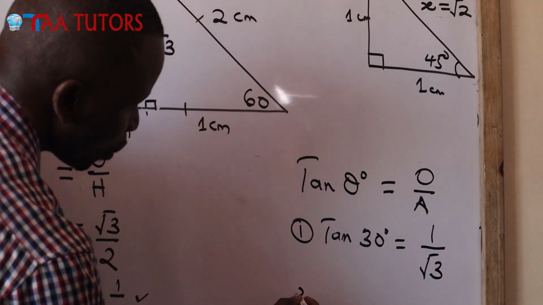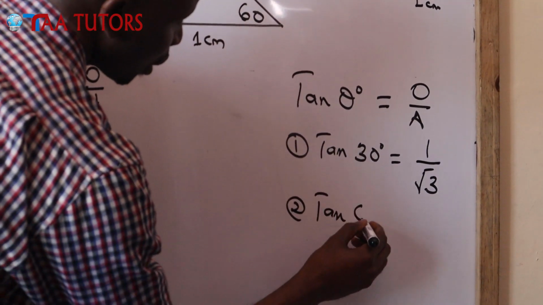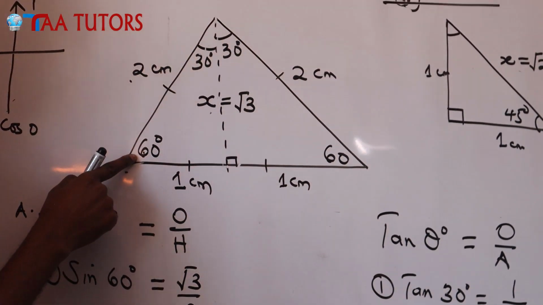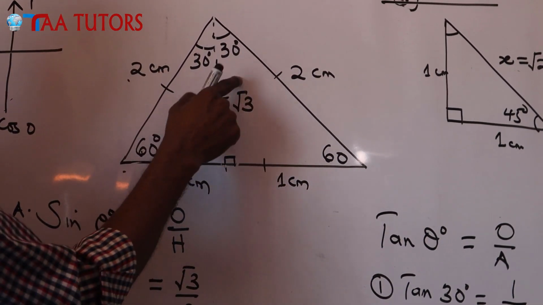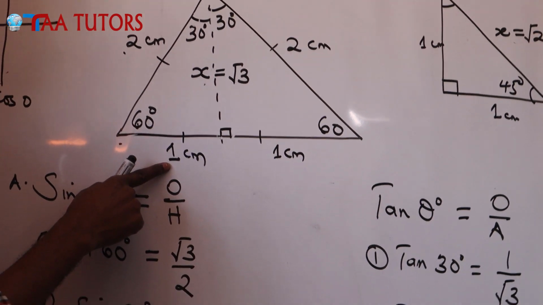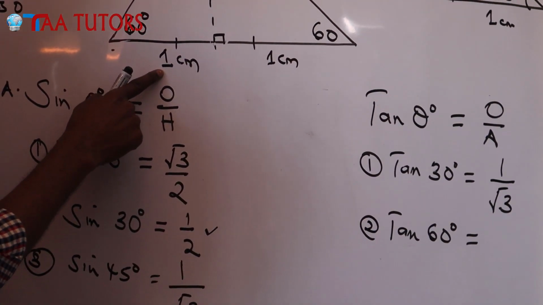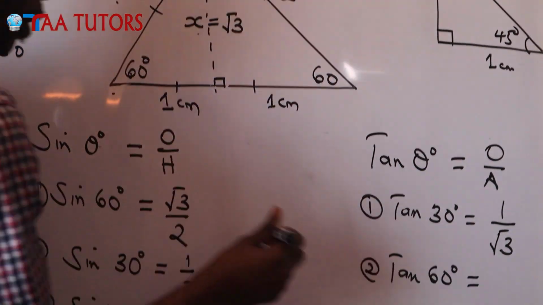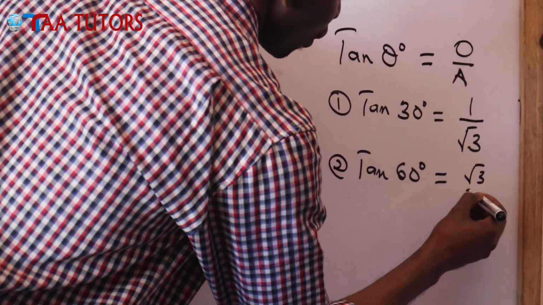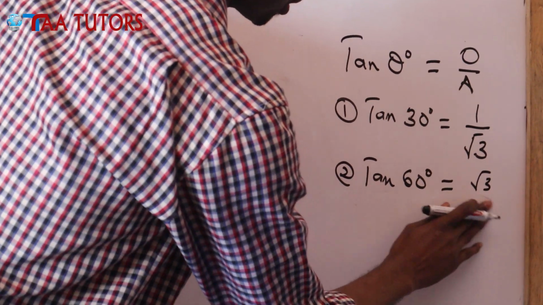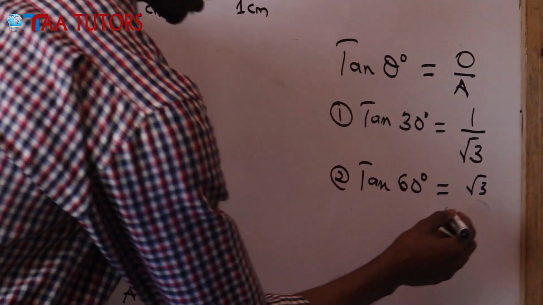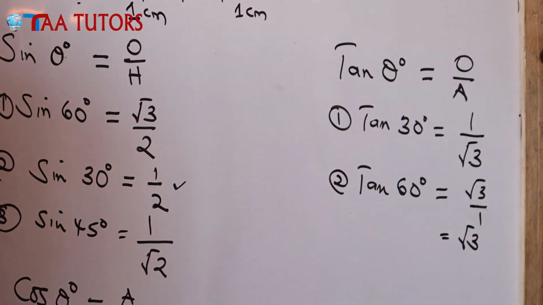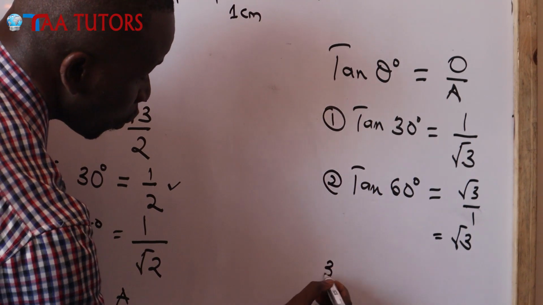What about tan 60? Tan 60 degrees, 60 is here. So the tan is opposite over adjacent. So it means that tan 60 will be the reciprocal of tan 30, which is 1 over root 3 over 1. So this is going to be root 3 over 1, which we can just say is root 3. I know some of the students will be asking, where did 1 go to?